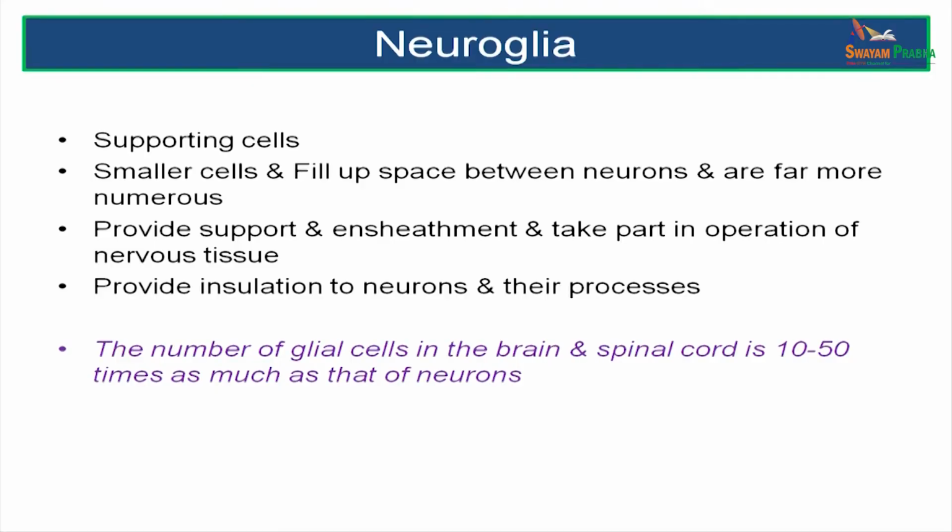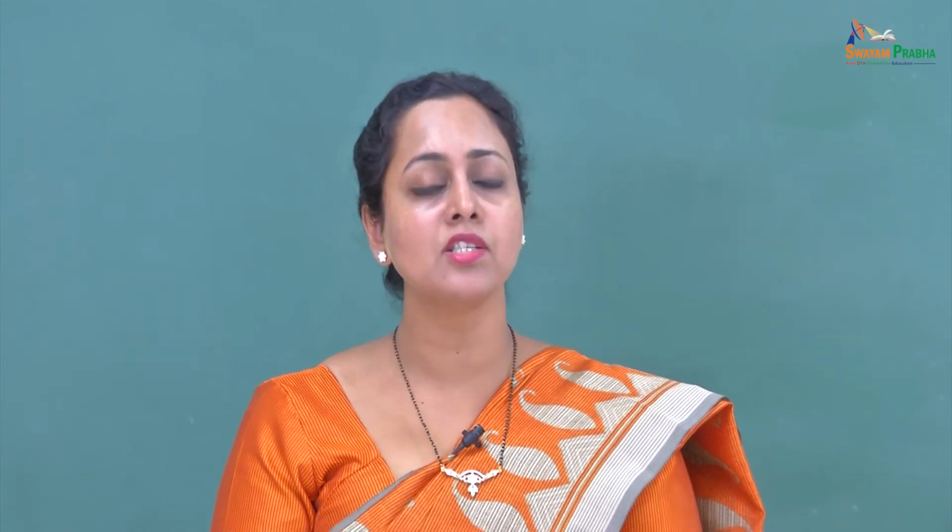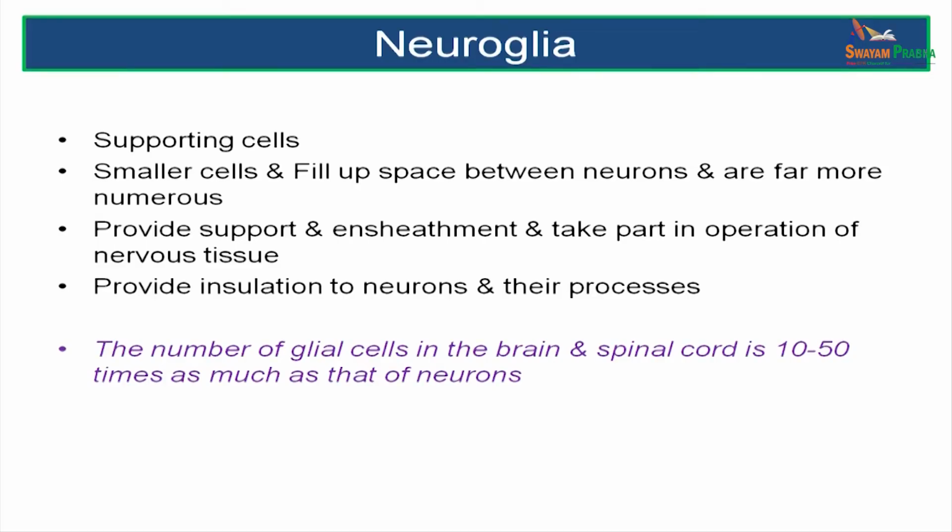So we have done with neuron. Now let us proceed to the neuroglial cells. Neuroglial cells are basically supportive cells. They are smaller cells and they are the chair on which the neuron sits. They provide various functions like insulation, protection, helping in conduction of nerve impulses. And neuroglial cells are much more numerous. In fact, the number of glial cells in the brain and spinal cord is 10 to 50 times as much as that of the neurons.